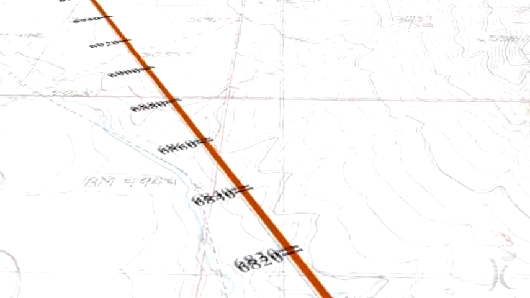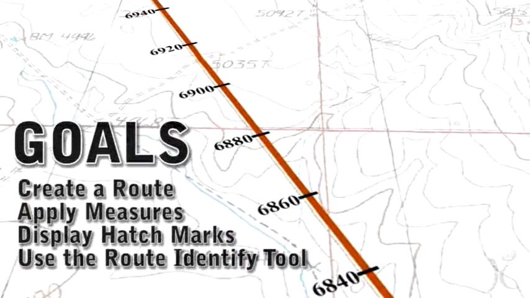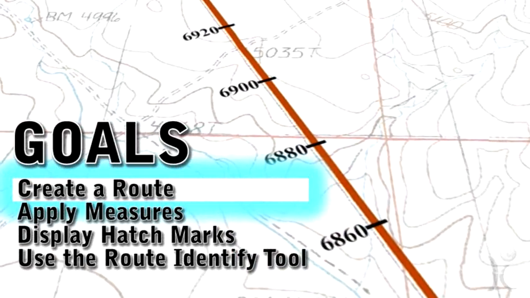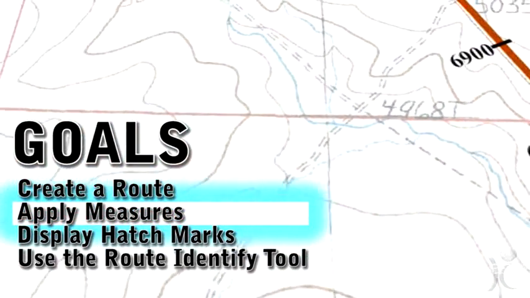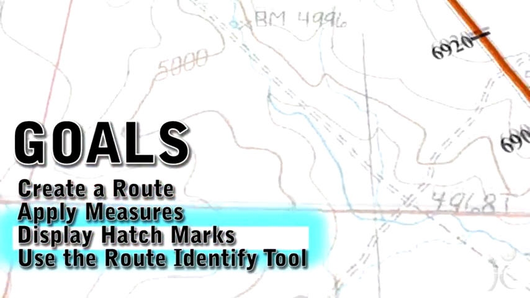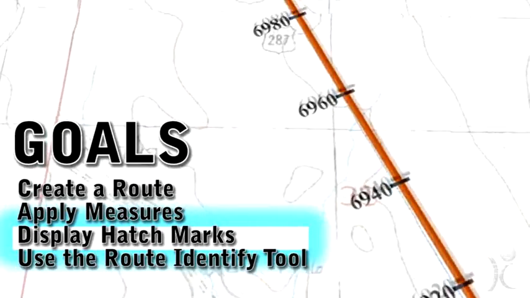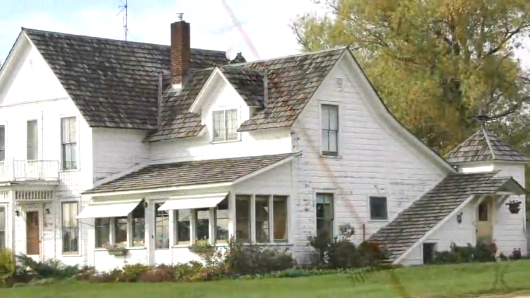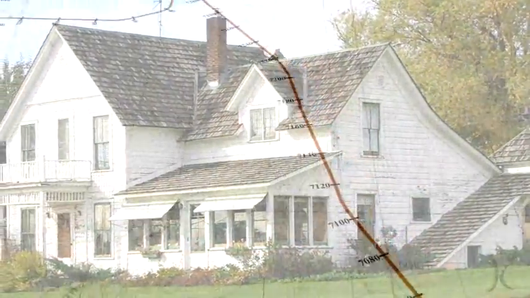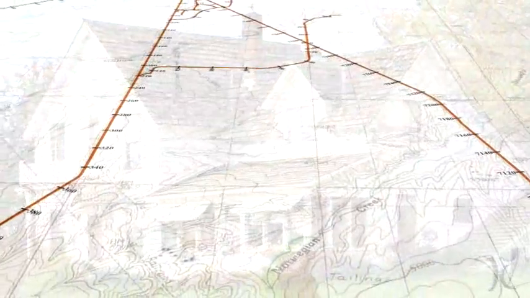Let's review the goals of this tutorial. We will be creating a route. We will then apply a measure or measurement to this route. We will then display the route using hatches or hatch marks. And finally, we will use the Route Identify tool to facilitate the generation or creation of new addresses for structures along a road or route.